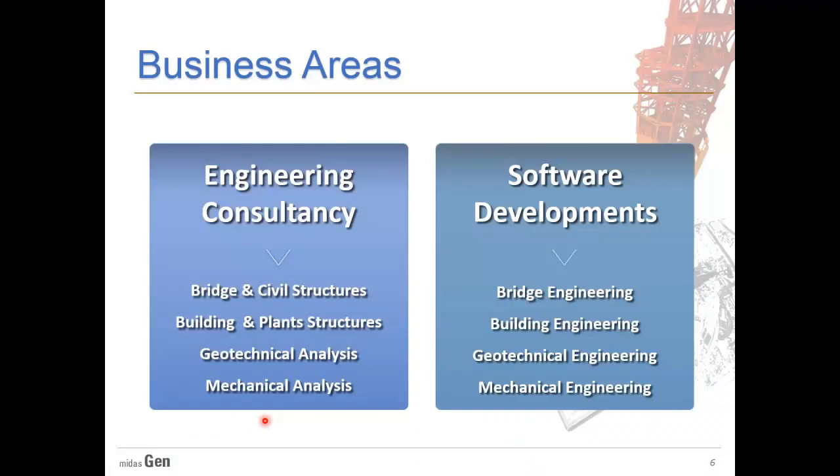Midas has two main business areas. One is engineering consultancy and the second is software development. Engineering consultancy goes on for bridges, civil structures, buildings and plant structures, geotechnical as well as mechanical analysis. So depending on this engineering consultancy, the software has been developed for the bridges, buildings, geotechnical and mechanical fields. Because of this reason, the software that has been developed is more practical and accurate as required for the consultancy.